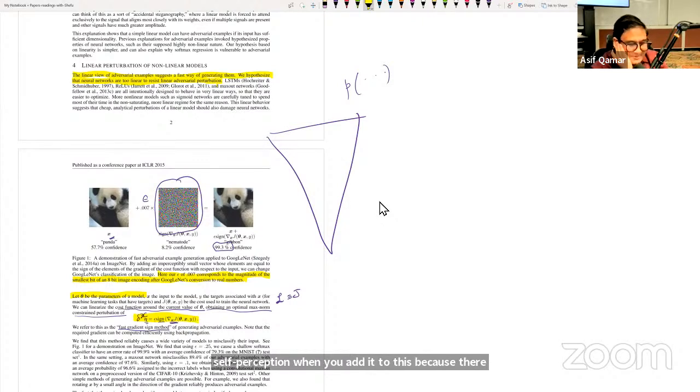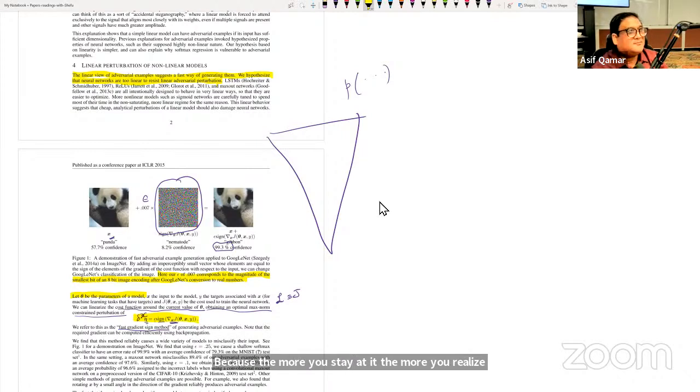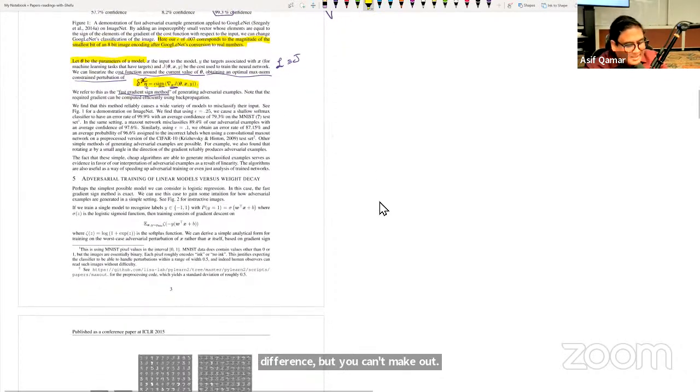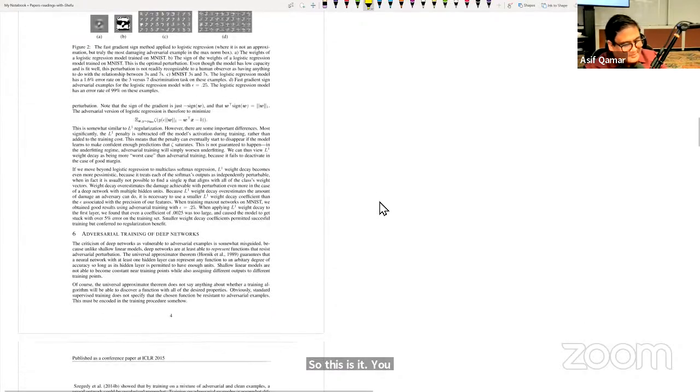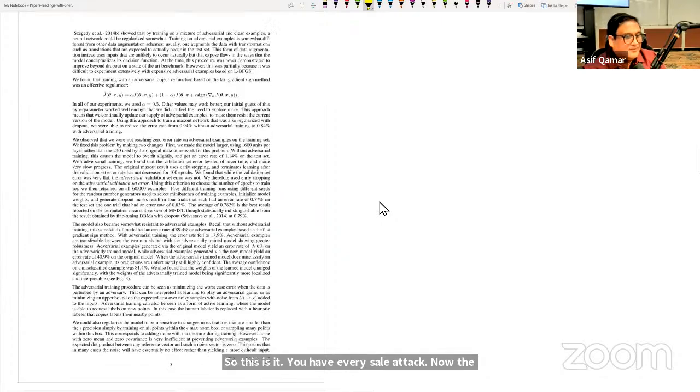The first time I read this paper, I said, are you sure that they just didn't accidentally copy paste the same thing twice? Because the more you stare at it, the more you realize that actually there is no difference. There is a difference, but you can't make it out. So this is it. You have an adversarial attack. Now, the explanation that is given, I would not read the rest of the paper at this moment, because today we don't think like that.